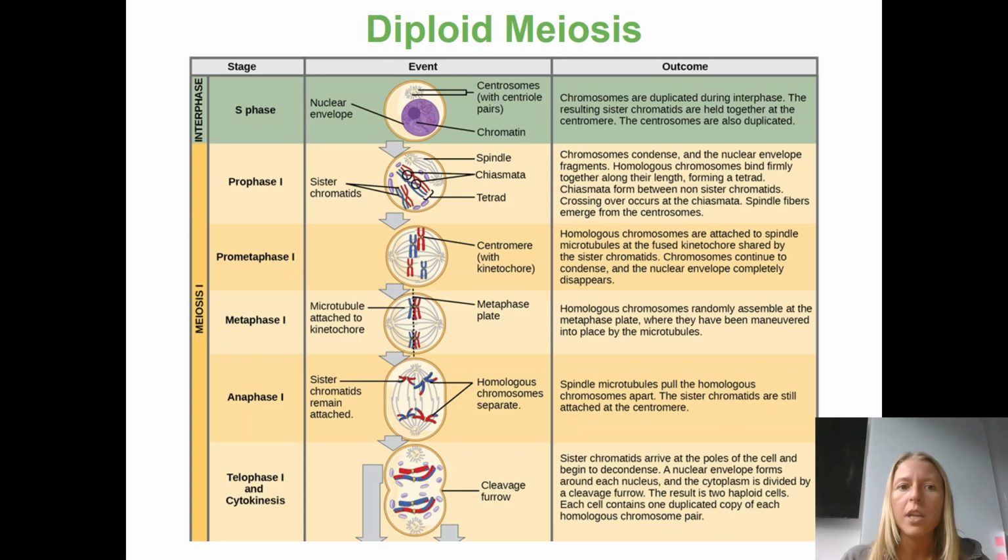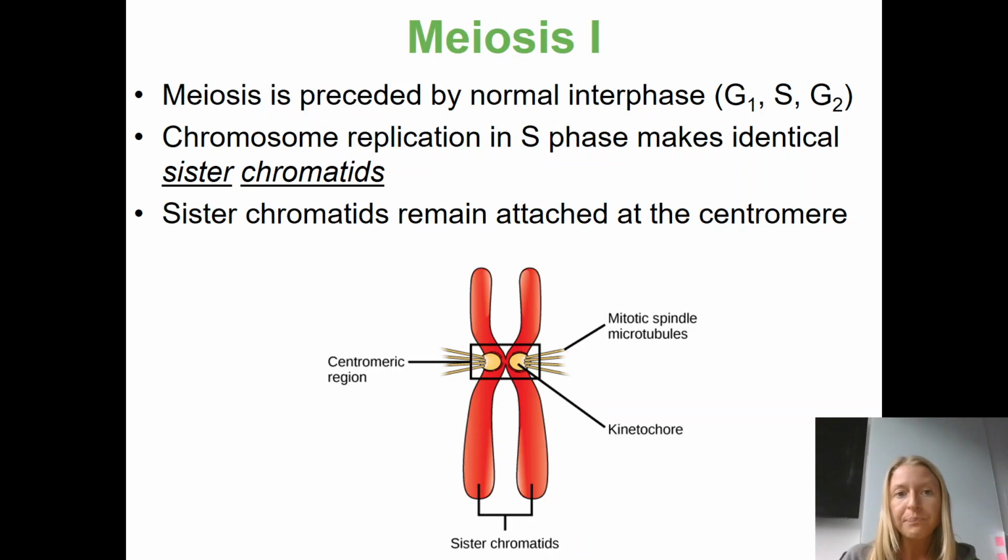So meiosis 1, prophase 1, a big deal, crossing over. Then we have metaphase 1, where the chromosomes align at the metaphase plate. Anaphase 1, the chromosomes are pulled apart. And telophase 1, we have cytokinesis. So this is really very similar to mitosis, with the exception of crossing over in prophase 1.